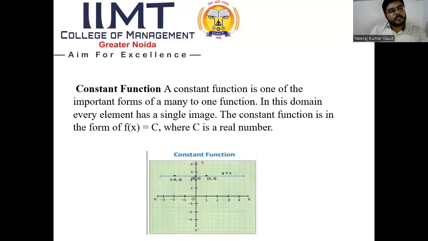Next is constant function. A constant function is one of the important forms of a many-to-one function. In this, every element of the domain has a single image. The constant function is in the form of f(x) = c, where c is real. So this diagram represents a constant function.